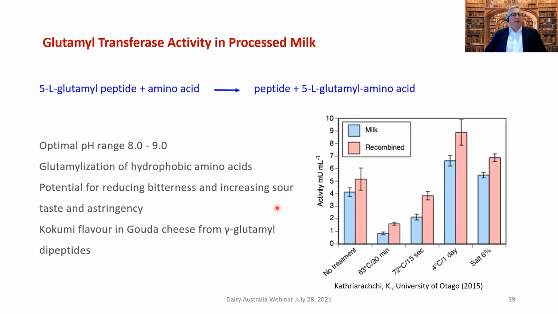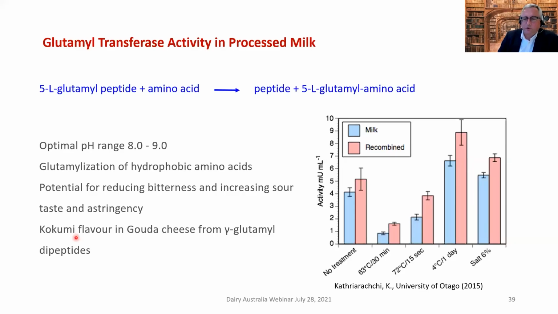So the second enzyme I want to talk about just with this one slide is glutamyltransferase activity. And again, the same processes we used before. And this is an interesting enzyme because it produces what's known as a kokumi flavor in Gouda cheese from what are called gamma glutamyl dipeptides. And this enzyme, the glutamyltransferase, is found in the natural milk fat globule membrane in a particular position. But if we homogenize it, then we're going to change its position and therefore change the production of these kokumi flavor compounds. So this is known as one of the extra flavors.